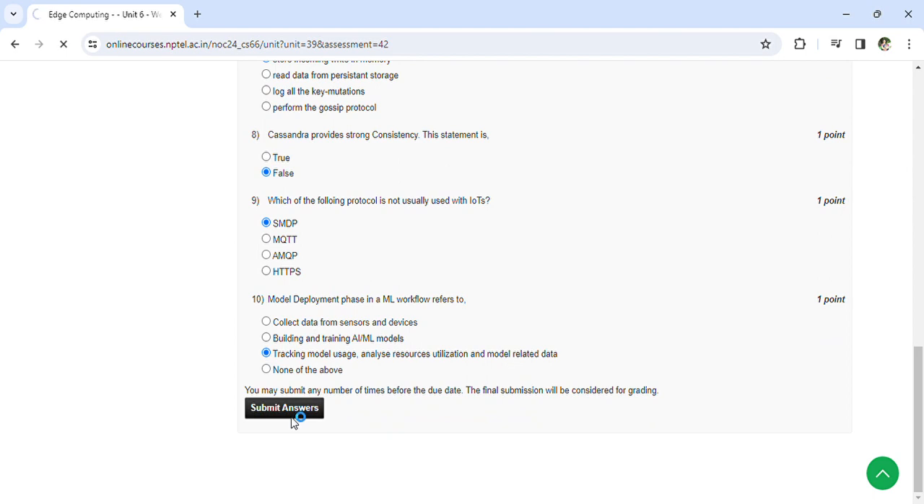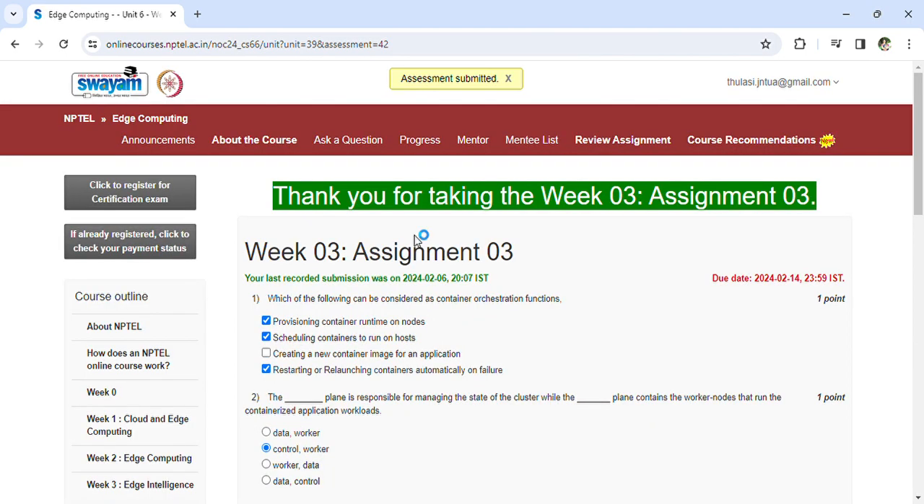Now you can submit your answers. Once the answers are submitted, you can see the assessment is submitted. And the last date for this assignment is 14th February.